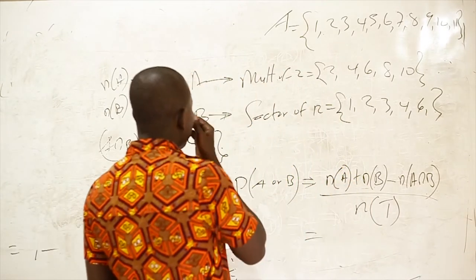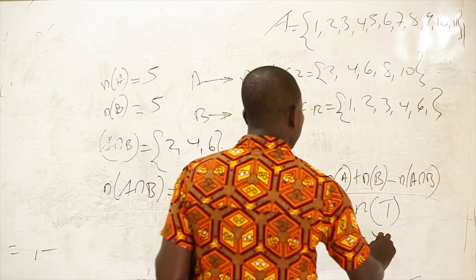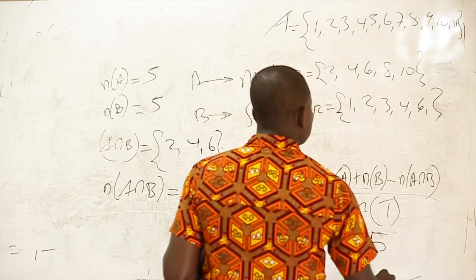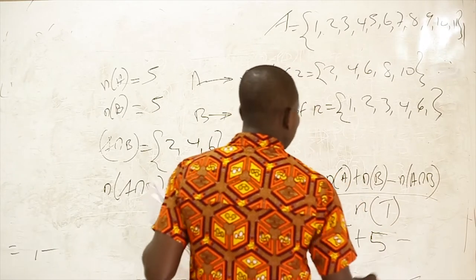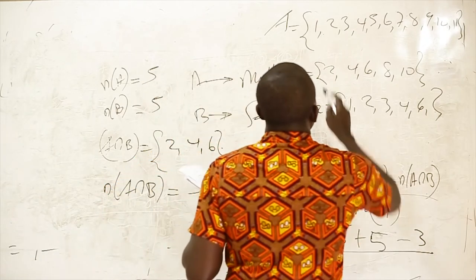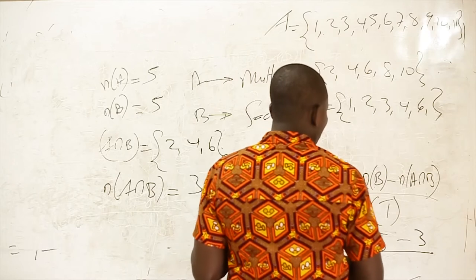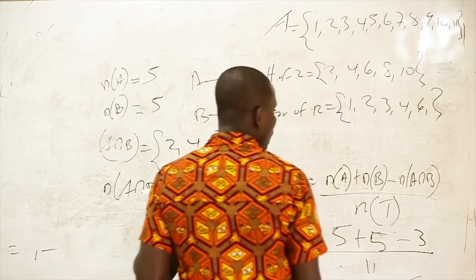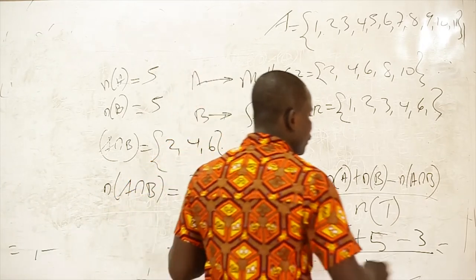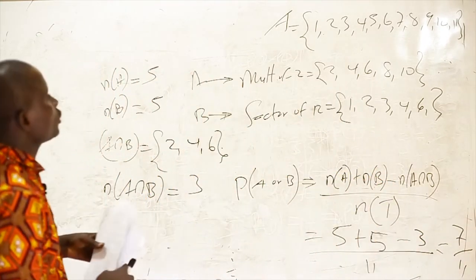So what is N A? Number of elements in A is 5. N B is also what? 5. Okay. Then minus, intersection is what? 3. All over the total. What is the total? 1, 2, 3, 4, 5, 6, 7, 8, 9, 10, 11. All over 11. So when we work it out, we are going to get 10 minus 3, which is 7. So 7 over 11. Please take note of this carefully.